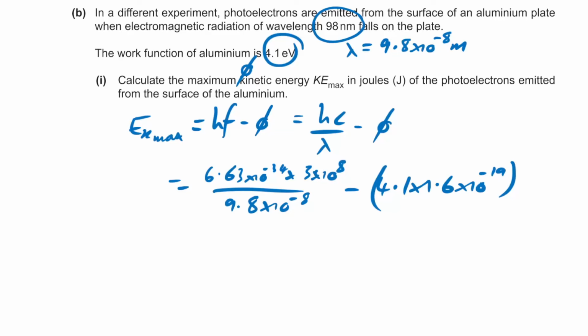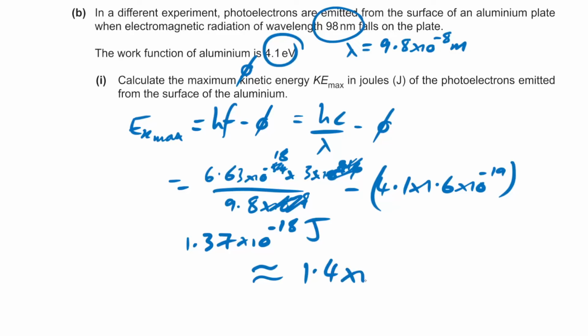Beasty calculation. 8 on the top minus 8 on the bottom, so that's going to end up being 16. And so that ends up being plus 16, so that's going to be 2418. And that gives me 1.37 times 10 to the minus 18 joules. Tell you what, let's go to 2 sig figs, seeing that our data is to 2 sig figs, so 1.4 times 10 to the minus 18 joules.